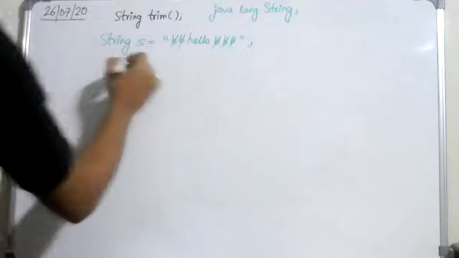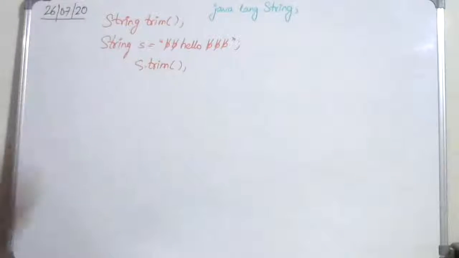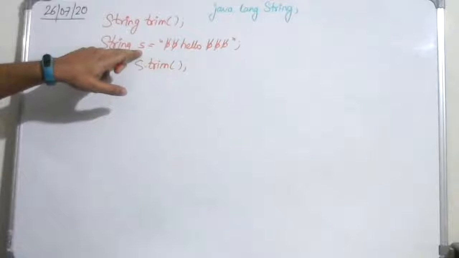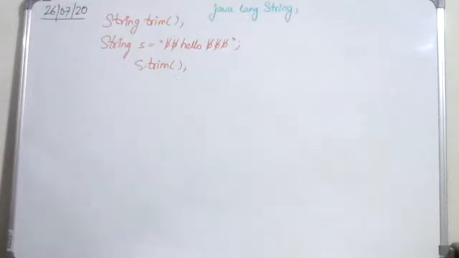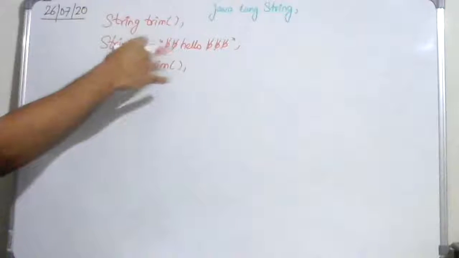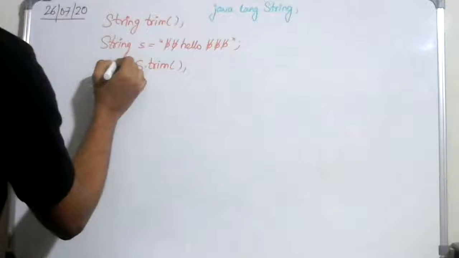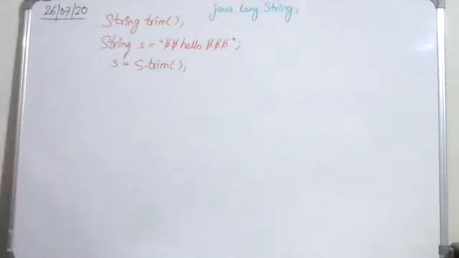Now on calling it, the actual value of the variable is not modified. So what happens is, this will not give you an error, but the result gets stored in a temporary variable somewhere, and you cannot retrieve that value. So basically you have to do s is equal to s dot trim for it to work.